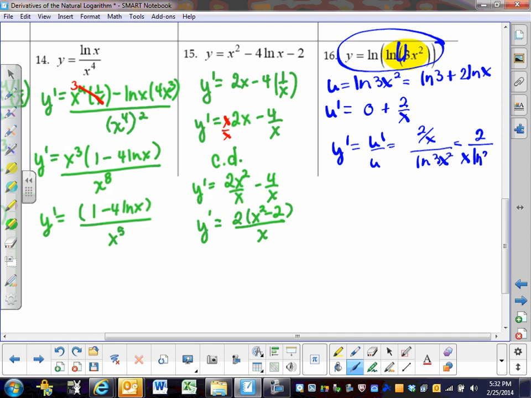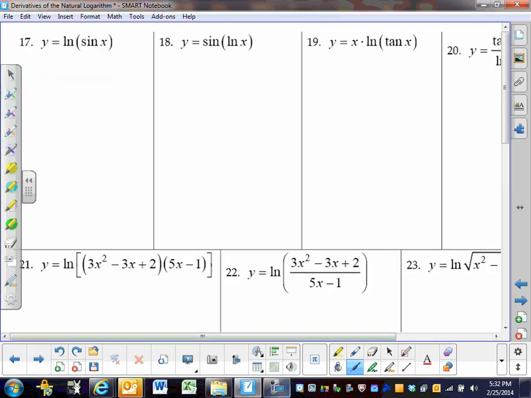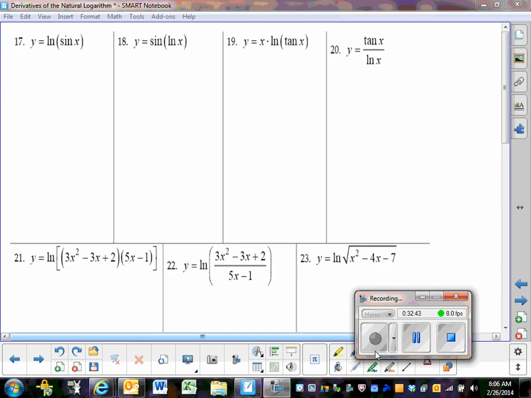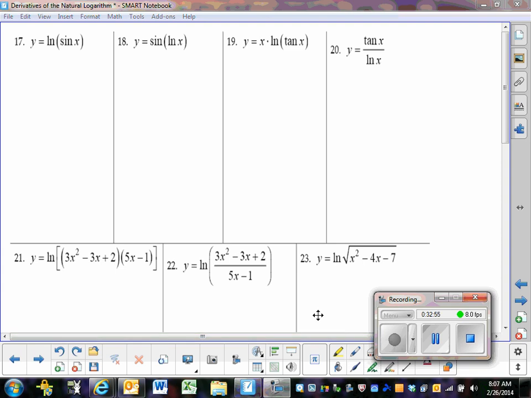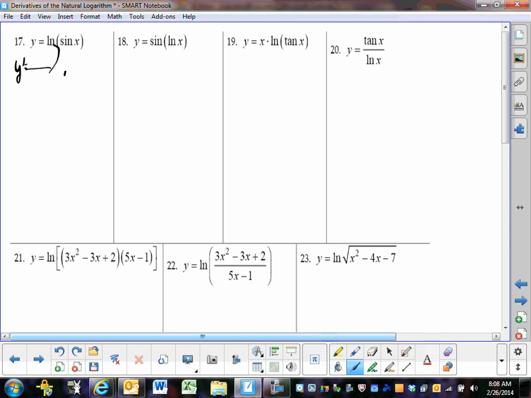For number 15, our derivative is 2x minus, hold the 4, and then 1 over x. So the derivative is 2x minus 4 over x. So if you had to find a common denominator, you would then want to multiply by x over x, so that we would have 2x squared over x minus 4 over x. You would probably see the 2 factored out and have x squared minus 2 in parentheses all over x.